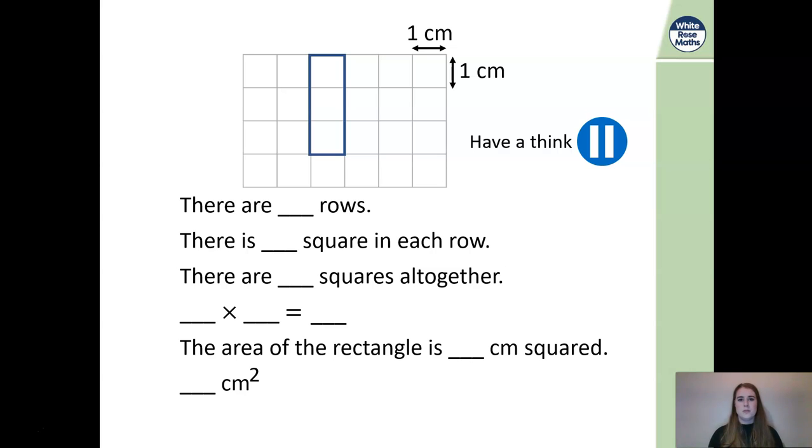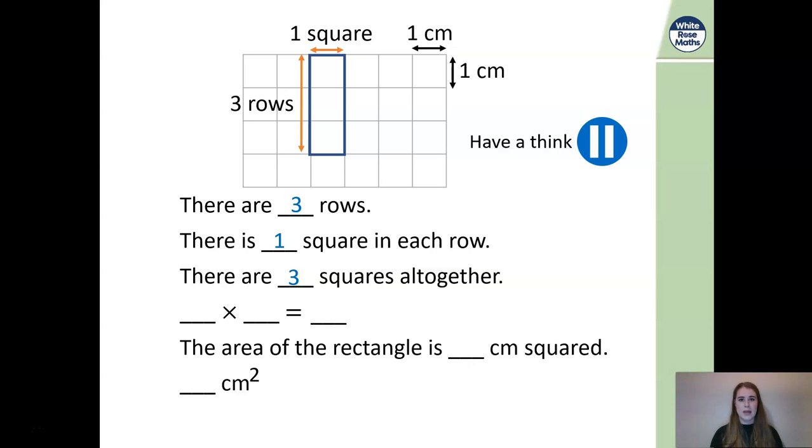Here I'd like you to pause the video and see if you can fill in the missing gaps in our number sentences. Okay, so we need to count the rows. If we count the rows, we can see we have 3 rows. There is 1 square in each row. Altogether, we have 3 squares.